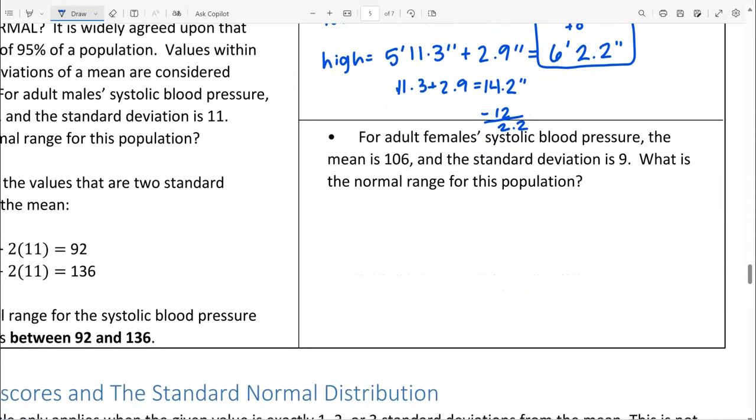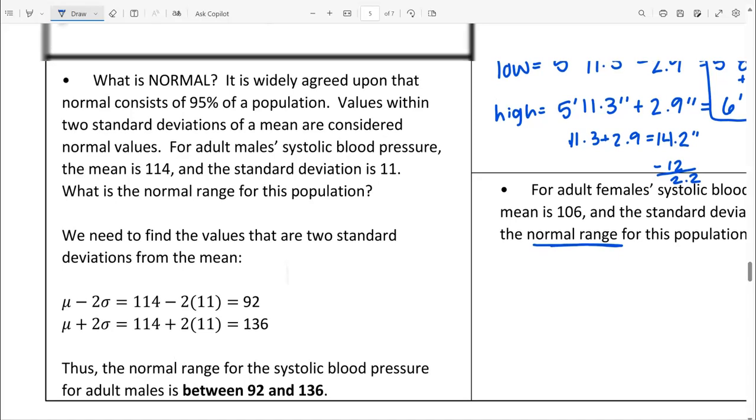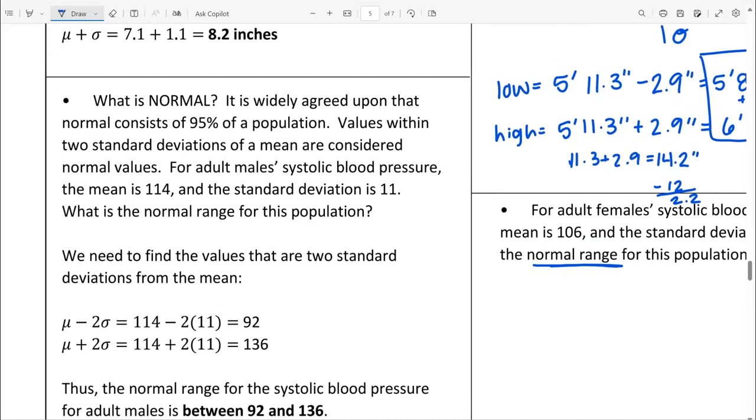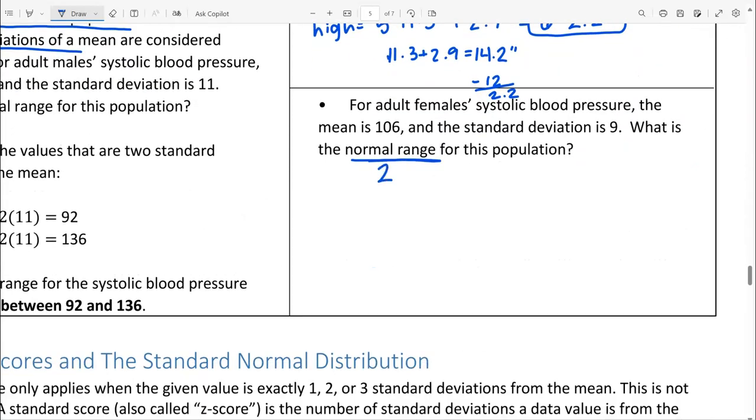I want you guys to try this last one by yourself, but before you do that, when it asks what is a normal range for this population, a normal range is about 95% of the population, okay? And that's 2 standard deviations away from the mean. So do this last one, 2 standard deviations away from the mean, and then I'll give you the answer.